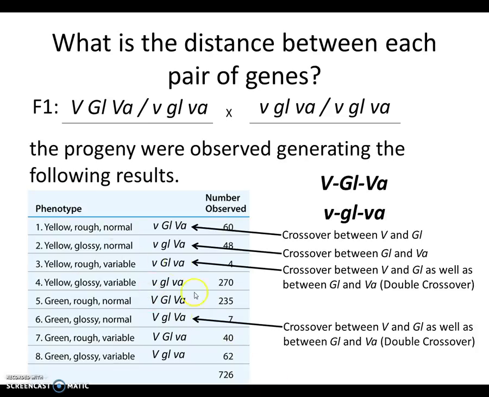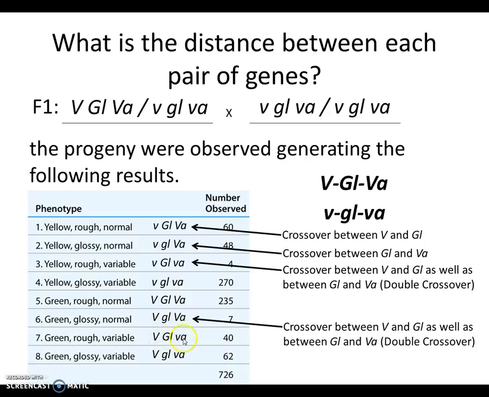So if we skip the parents, then we get down here, uppercase V, lowercase GL, uppercase VA. Again, this is the infrequent one. This is a double crossover again. I had to cross over between V and GL and between GL and VA. So double crossover, and I write down where the crossover events occurred.